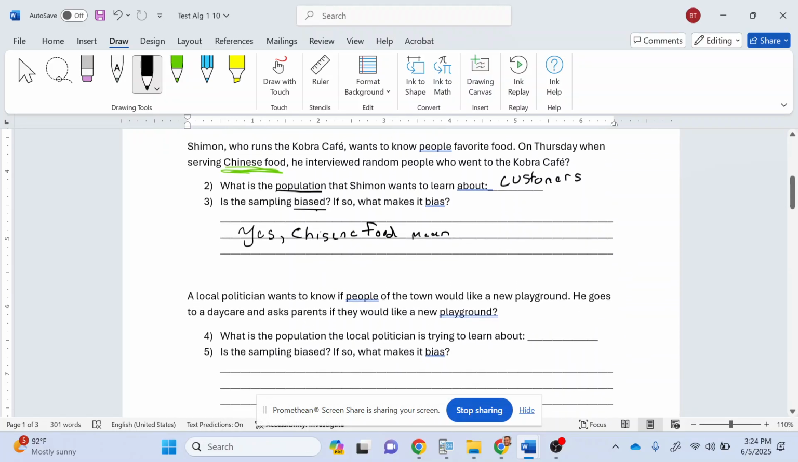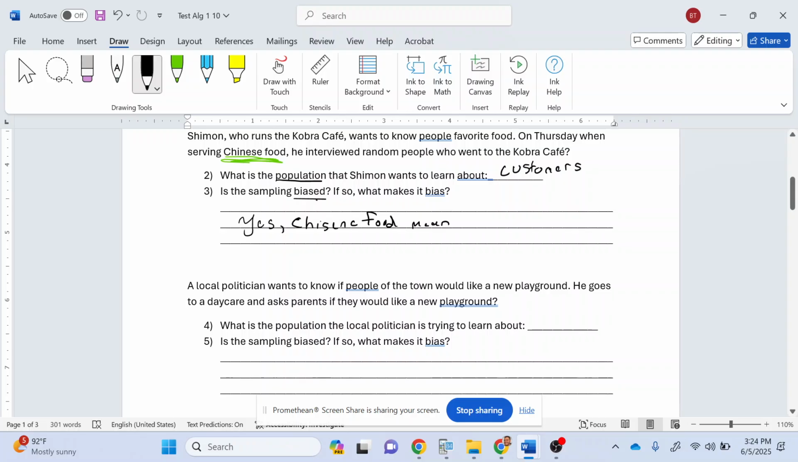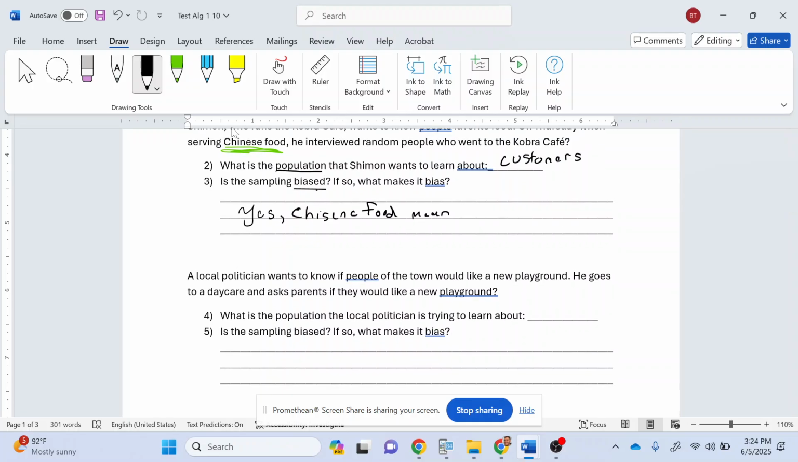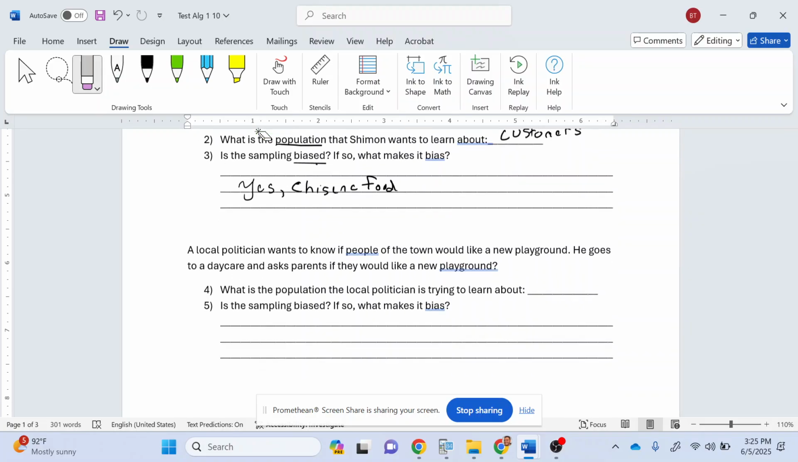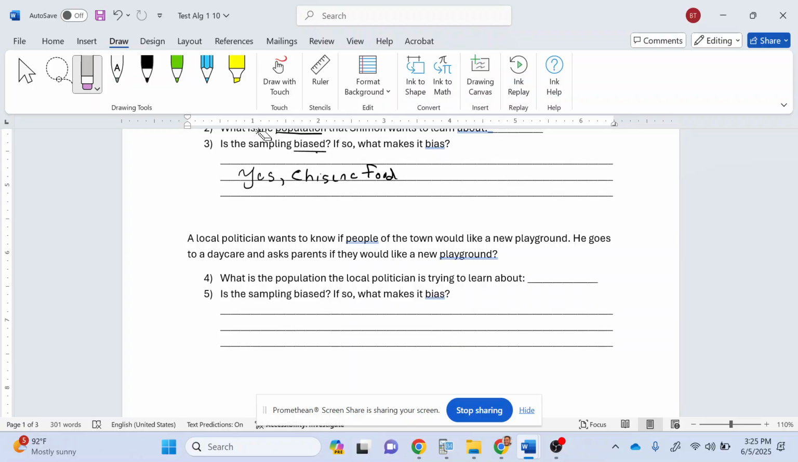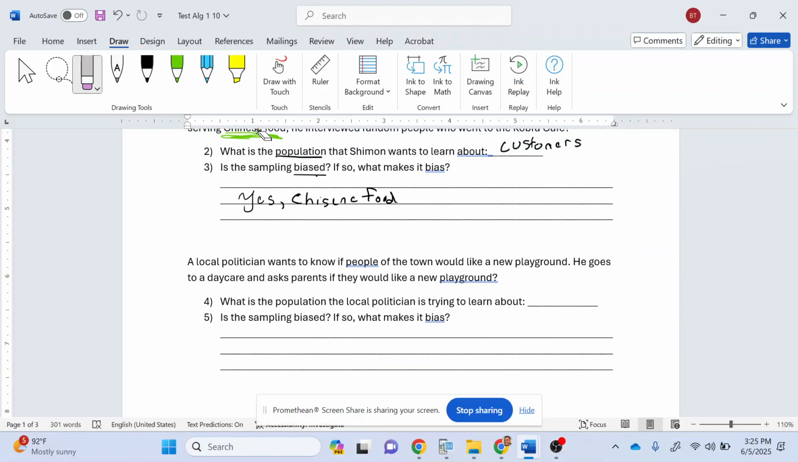I just said it out loud, but Chinese food means that if you're asking only people on Thursday, more likely than not, they're going to say Chinese food.